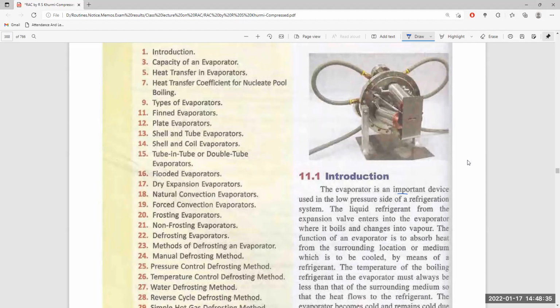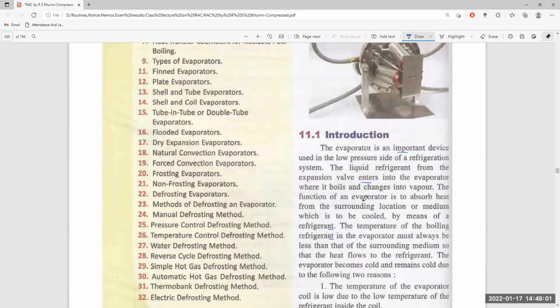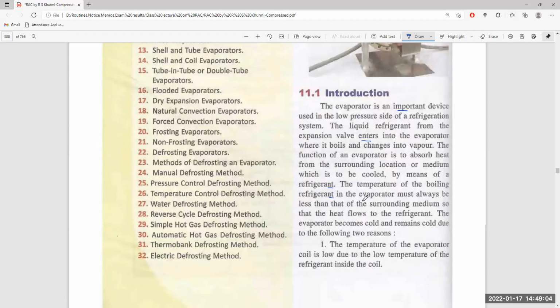The cold liquid refrigerant from the expansion valve comes into the evaporator, where it boils and changes into vapor. The function of the evaporator is to absorb heat from the surrounding location or medium, which is to be cooled by means of the refrigerant. The temperature of the boiling refrigerant in the evaporator must always be less than the surrounding medium so that the heat flows by convection to the refrigerant and gets it evaporated.